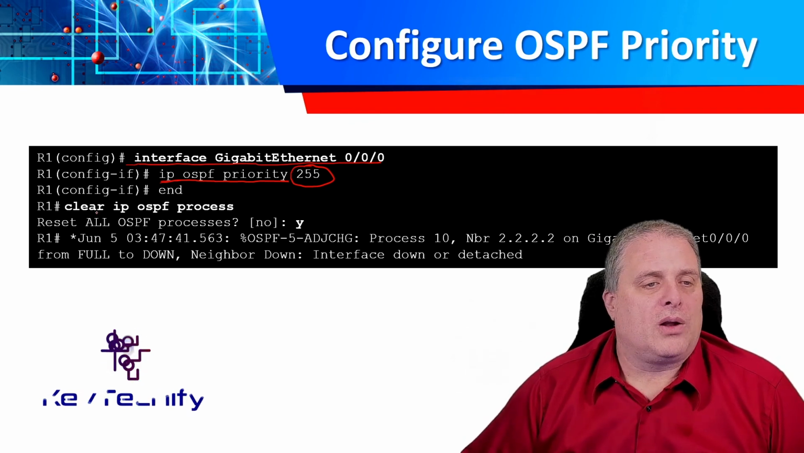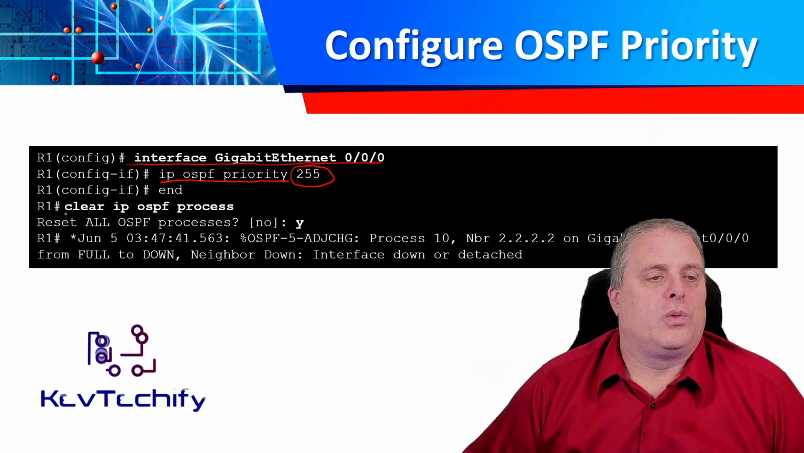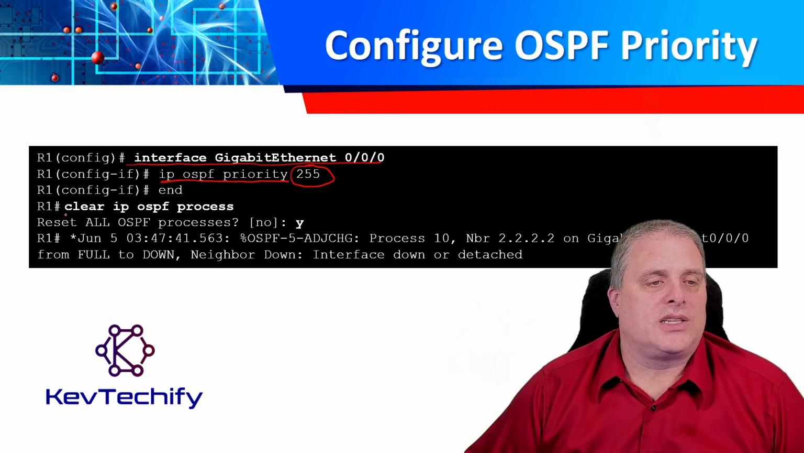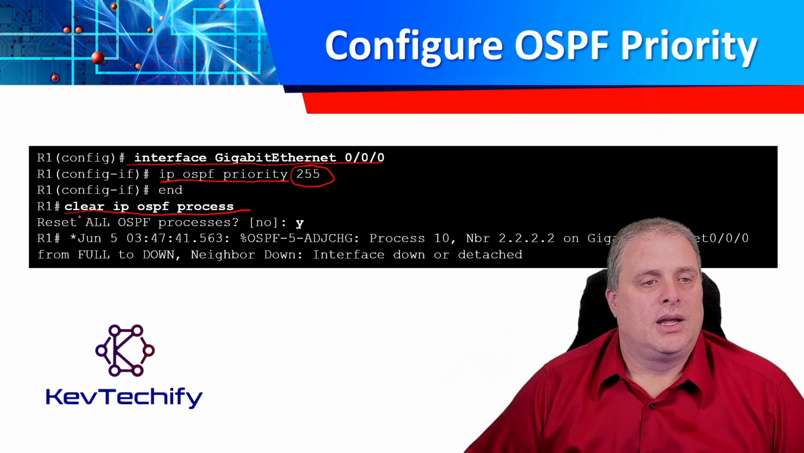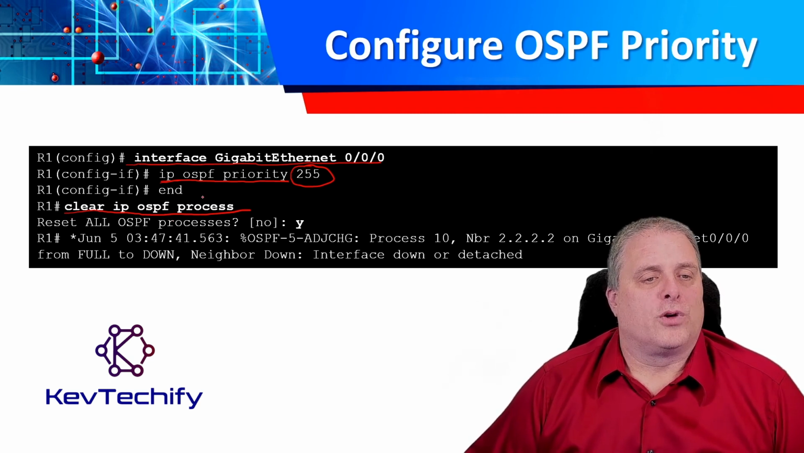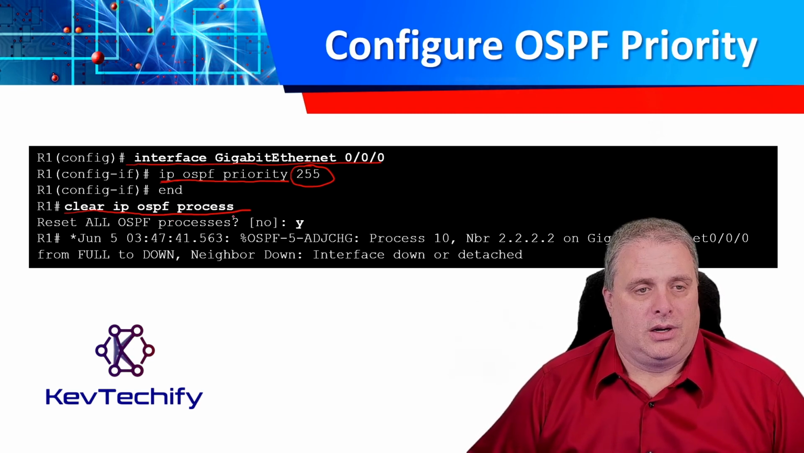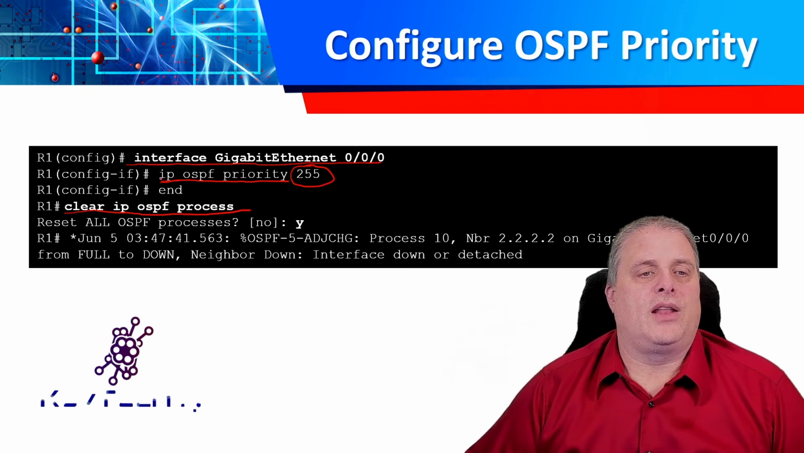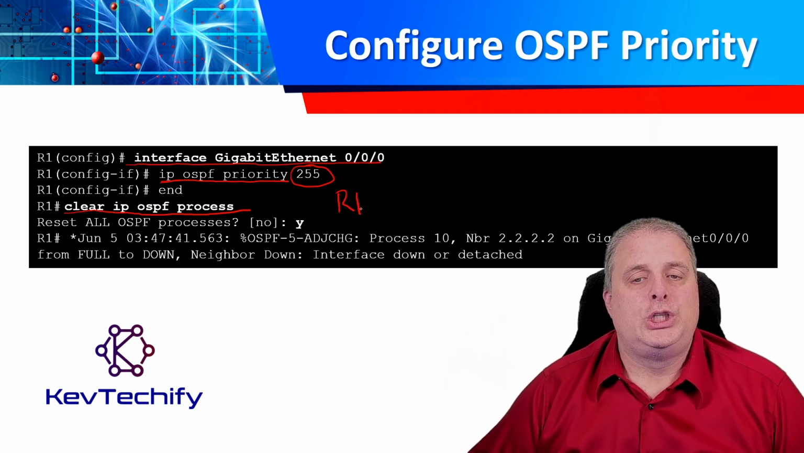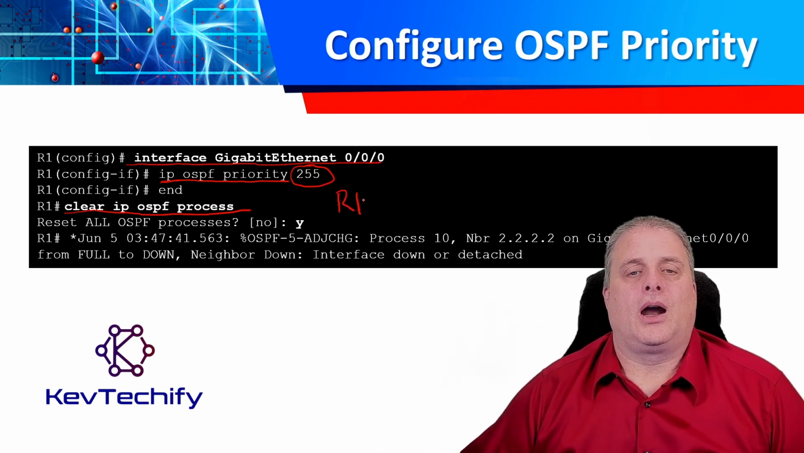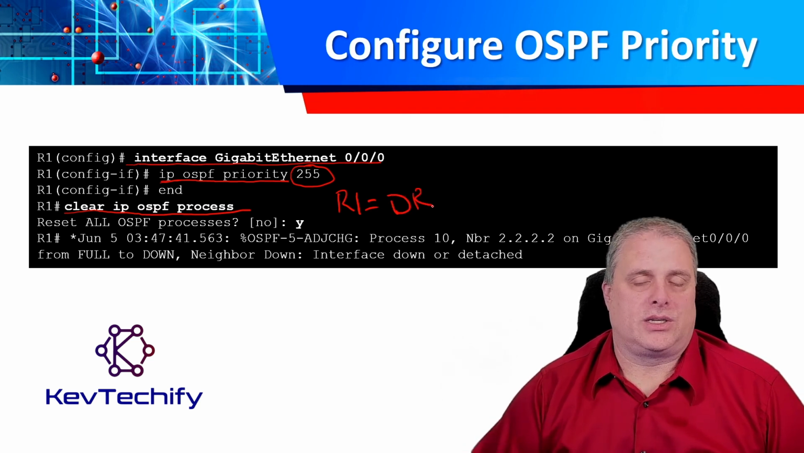Once you set that, we can reset all the OSPF processes and force that re-election by using the clear ip ospf process command. That'll go through and force the re-election. Because we've set that interface priority to 255, R1 should become our designated router when the process is done.